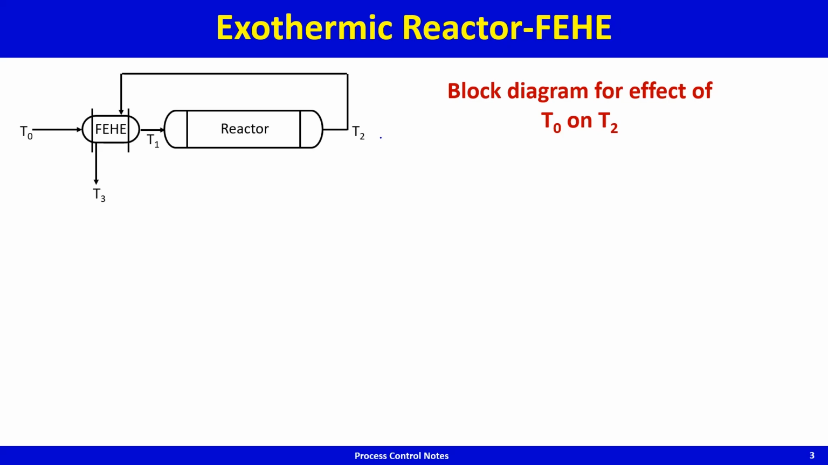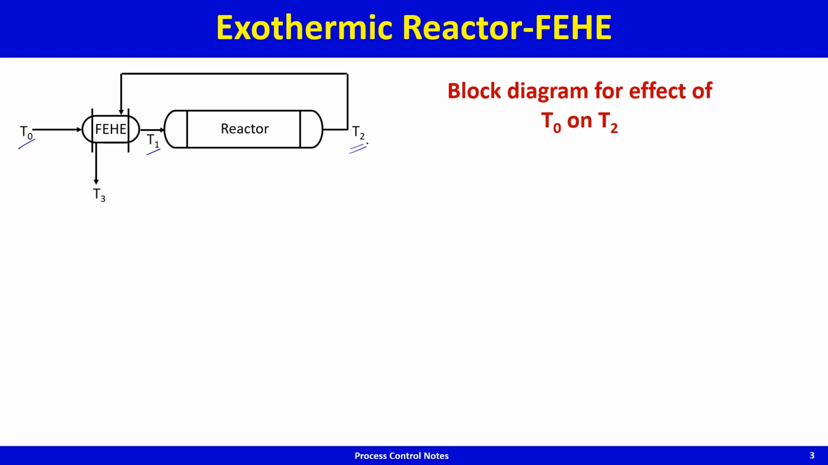Okay, so here again we start applying our mind, whatever little bit we have. If T naught changes, T1 changes. If T naught increases, T1 will increase. If the inlet to the reactor is hotter, it's an exothermic reaction. Reaction rate will be faster. Reaction rate is faster, therefore more heat will get released. If more heat gets released, T2 will rise.